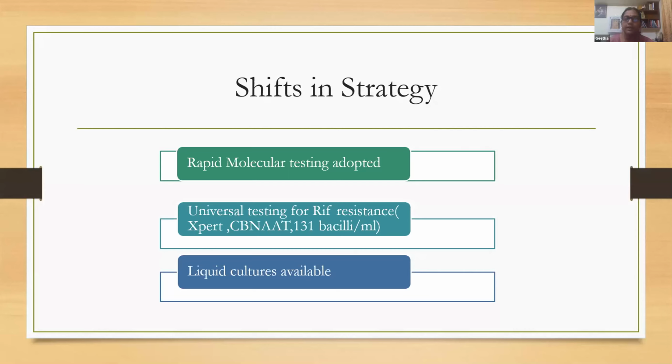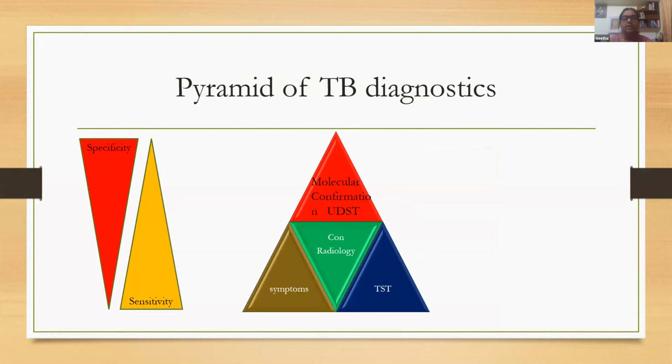Currently, it is GeneXpert, which detects around 131 bacilli per ml. It will be changing to Ultra. That method will detect even smaller numbers of bacilli, and to decrease the time for getting the culture, liquid cultures are also available.